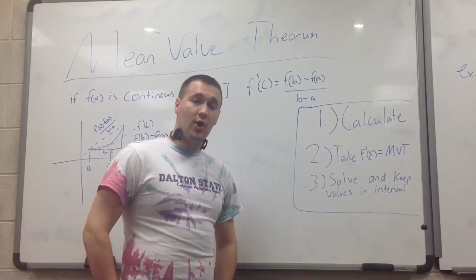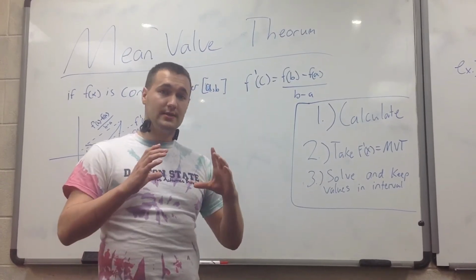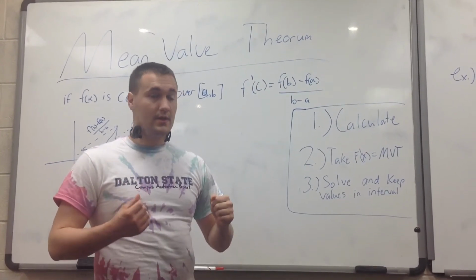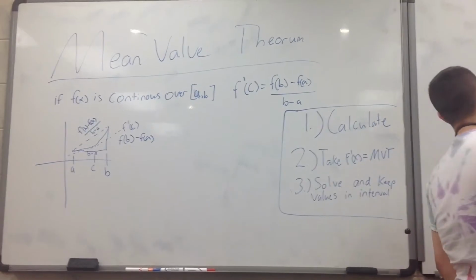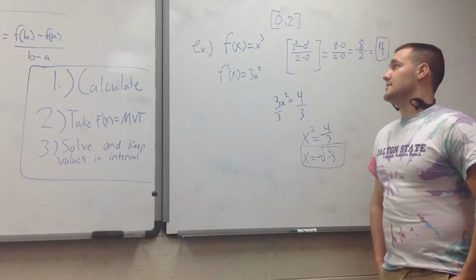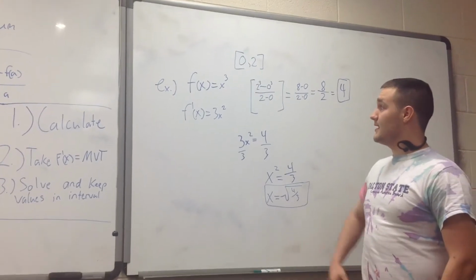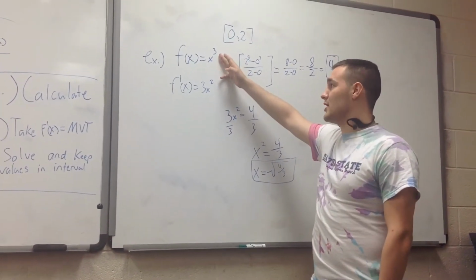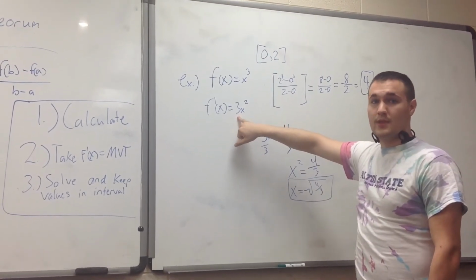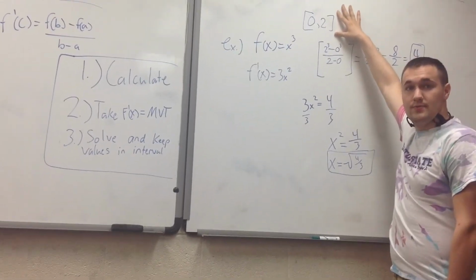After you do this, you're going to solve, and like I just told you, you're going to keep only the values that are in between your two given intervals. It cannot be before or after, just in the middle. So, a quick example of this. I've been given the function x cubed. You can kind of cheat and go ahead and take the derivative. With the exponent rule, you break it down and you get 3x squared. That's your first derivative. You have been given the interval 0 and 2.